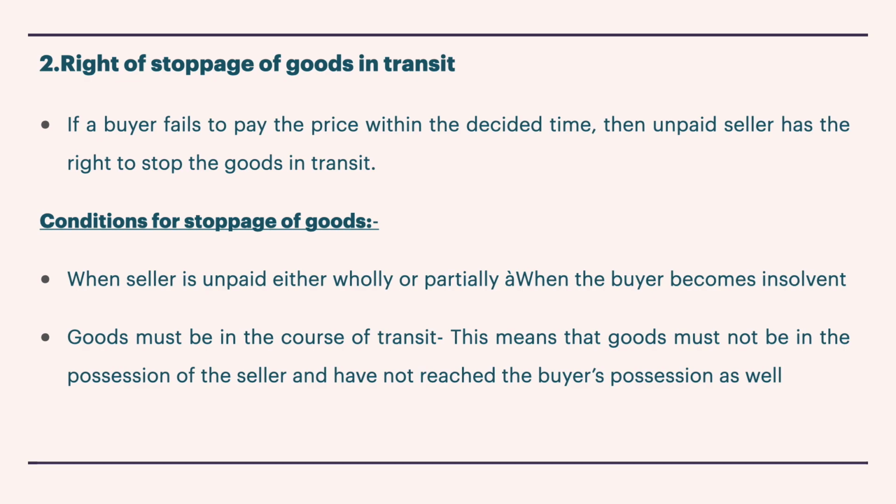Third condition, goods must be in the course of transit. This means that goods must not be in possession of the seller and have not reached the buyer's possession as well. So here, where are the goods? Who does the goods? It's in whose possession?